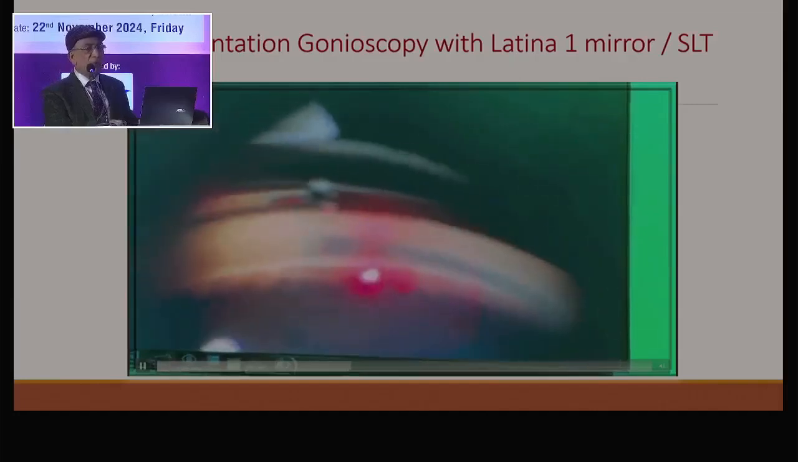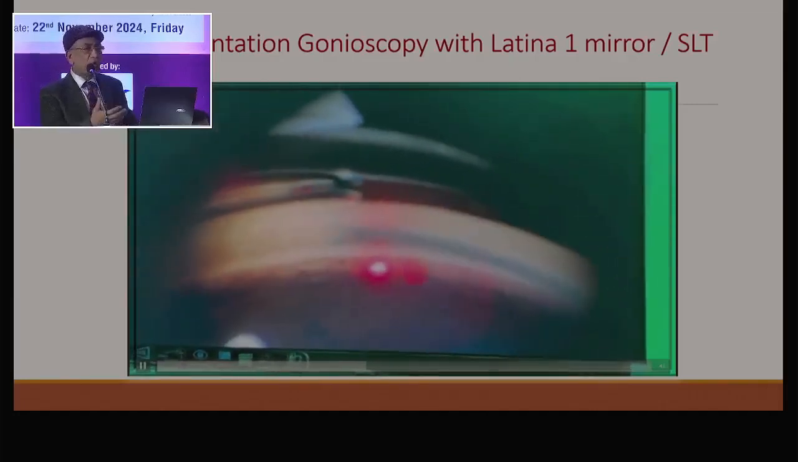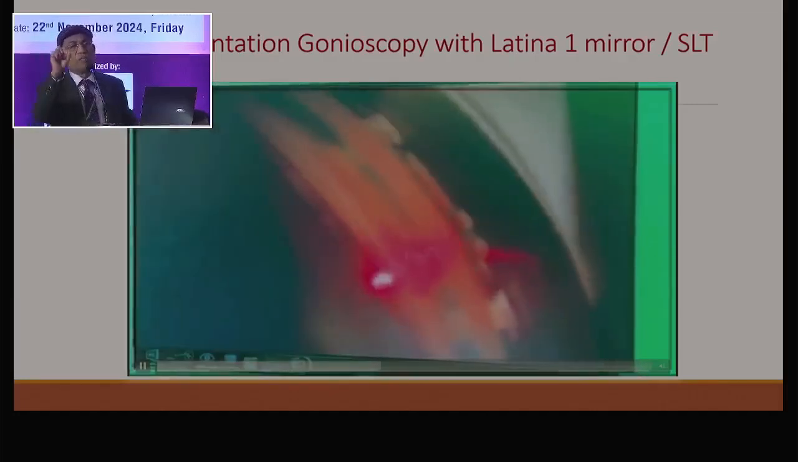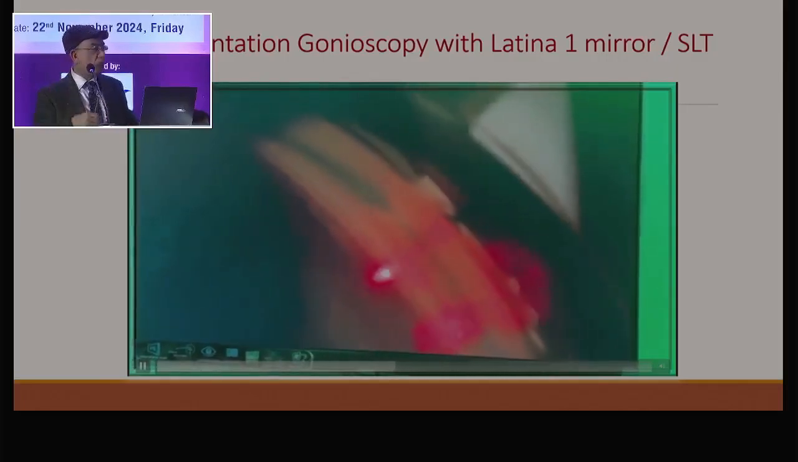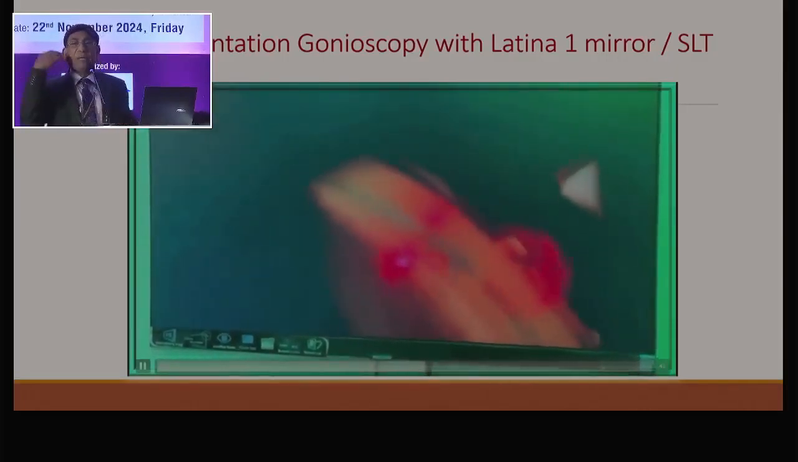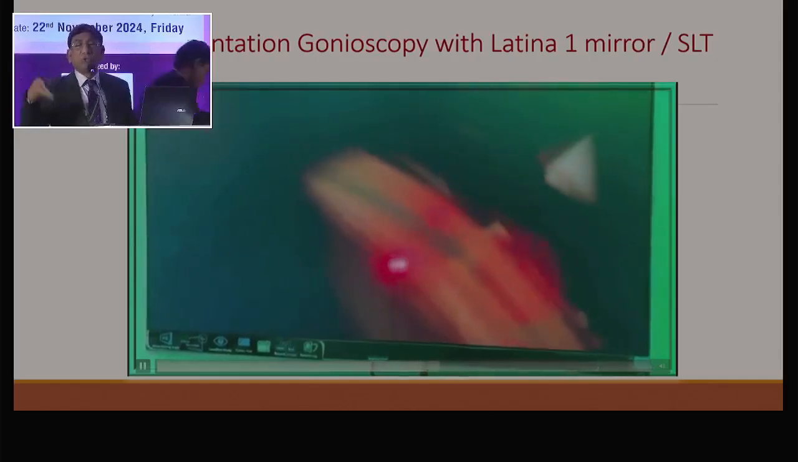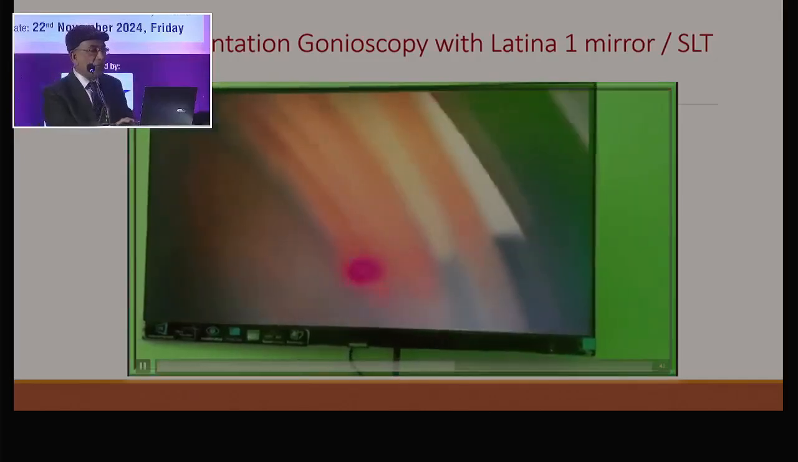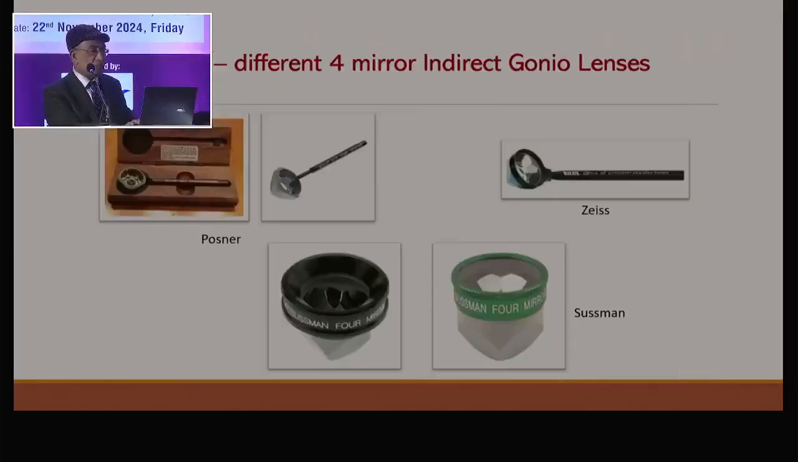So by learning gonioscopy, it becomes very easy to do laser in the angle. Without knowing this, you cannot do that. On the other hand, as you do many SLTs, you will learn more gonioscopy. So it's very easy to see it.